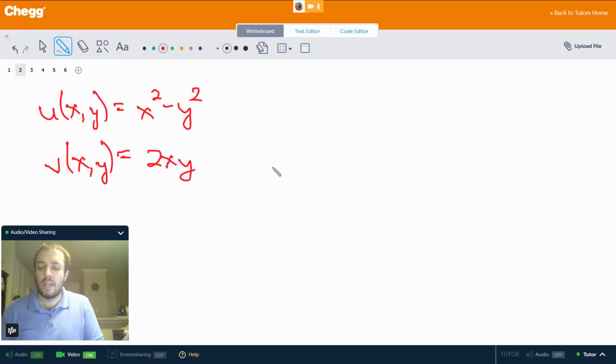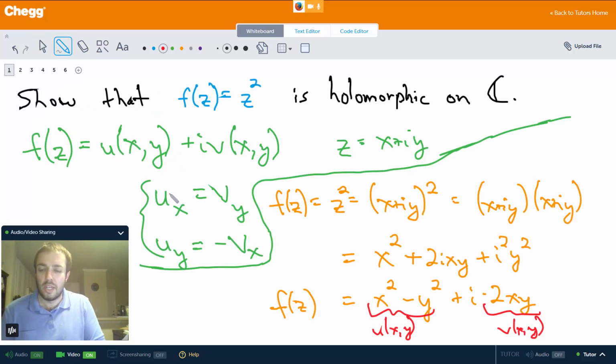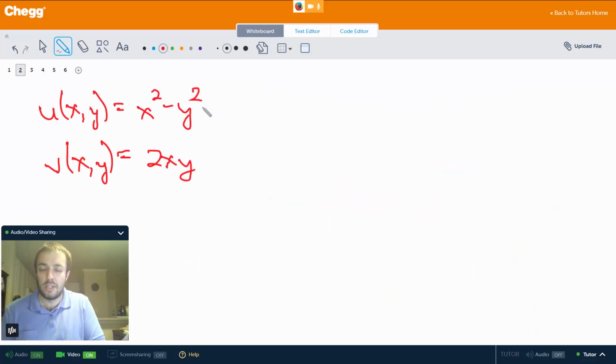Okay, now let's go ahead and see. So we want to make sure that the partial of u with respect to x equals the partial of v with respect to y. So let's go ahead and verify that. So the partial of u with respect to x equals just 2x, right? Because remember, if we take the partial derivative of u with respect to x, then we're going to treat y as a constant. So the derivative of this with respect to x is just 0. So we just get 2x.